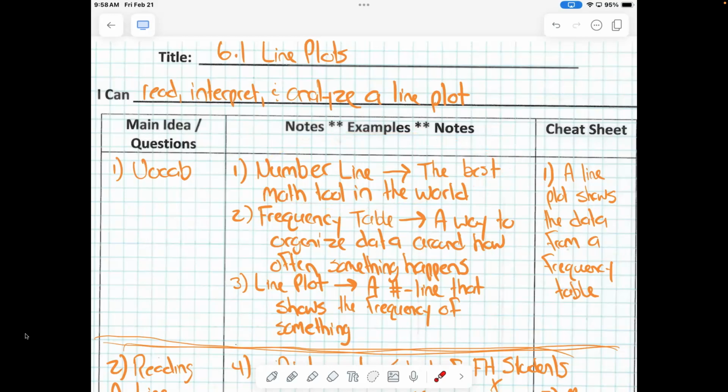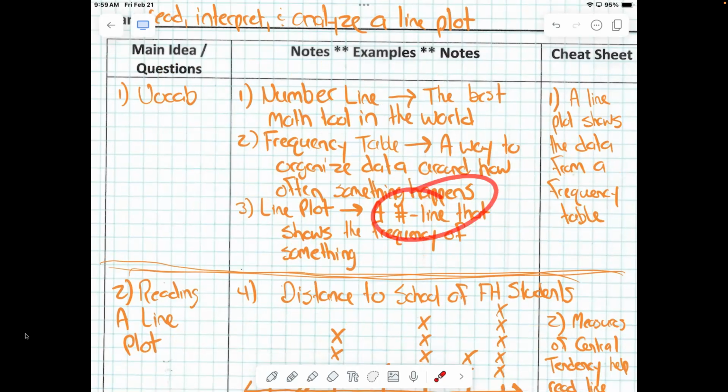Frequency table. Quick vocab word. What does frequency mean? I didn't ask what a frequency table is. I said, what does frequency mean? What did we talk about yesterday? How often. So a frequency table is a way to organize something that is telling you how often it happens. So frequency is how often. Table is like an organizational tool. And then a line plot uses a number line and it shows frequency, yeah?